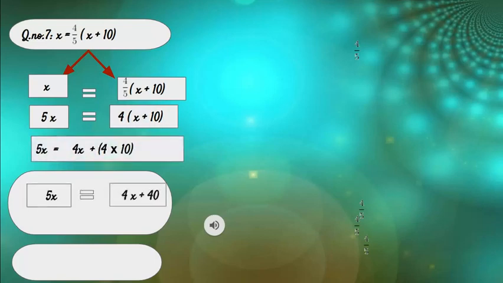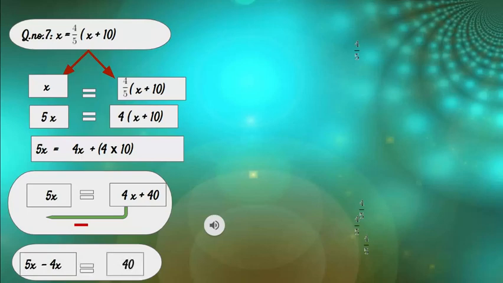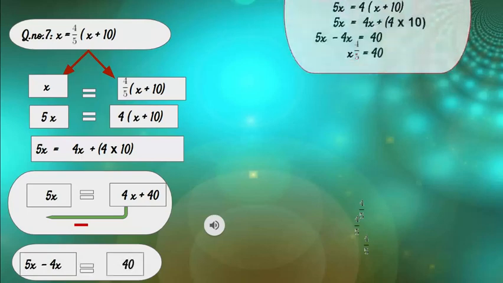Now from right side 4x will take to left side by minus, because plus 4x is there, then it will change as a minus. So now we are getting 5x minus 4x is equal to 40. 5 minus 4, 1. Means the solution is x is equal to 40.